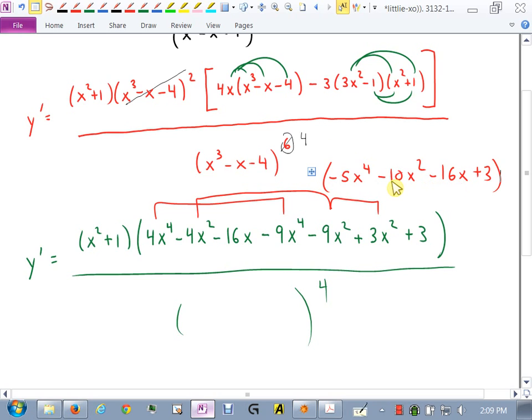So what we have is the final answer would be x squared plus 1 times this over x cubed minus x minus 4 to the 4th power.